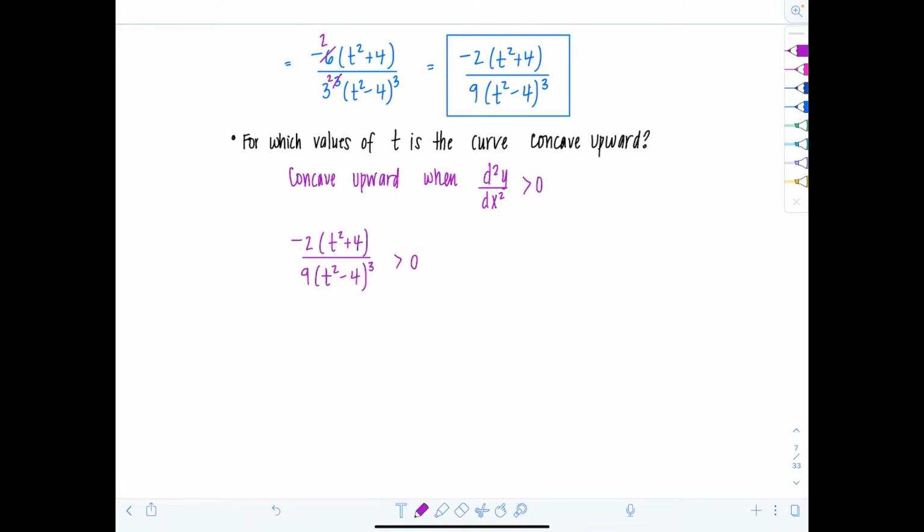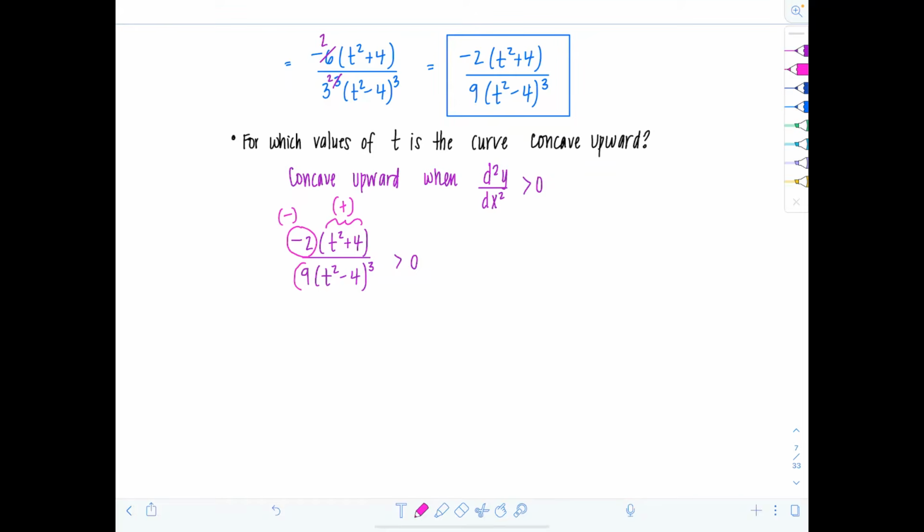So we're going to look at each of the factors in the second derivative and see how it controls the sign, all right? Meaning, negative 2, that's a constant, so that's always negative, all right? Now I'm looking at t squared plus 4, the next factor. It doesn't matter what I plug in for t, squared plus 4 is always going to be positive. So what does that tell me? That tells me the numerator of the second derivative is always negative, right? Because I've got a negative times a positive.